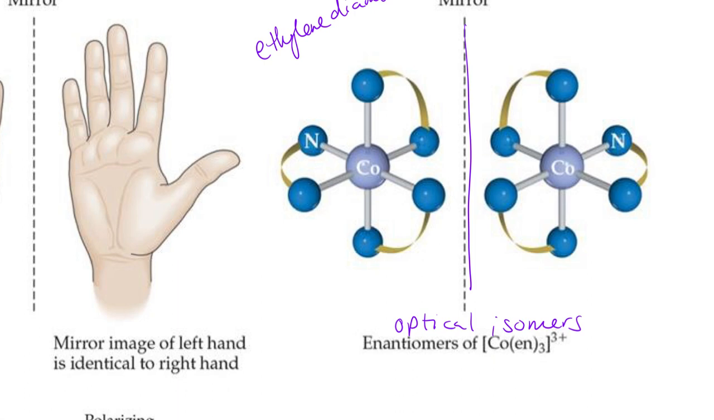There's a couple of good websites for viewing 3-dimensional things like this. Maybe I'll try to find a link for you all and put that on Carmen if you're struggling with picturing these in 3 dimensions, especially with a bidentate ligand, which is tricky. But again, if you see an ethylene diamine ligand or something that's bidentate, think about the possibility of an optical isomer. Okay.